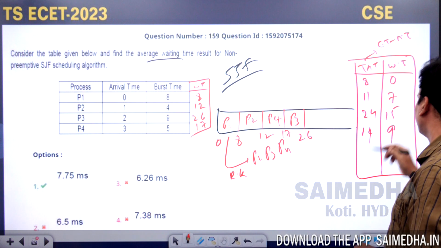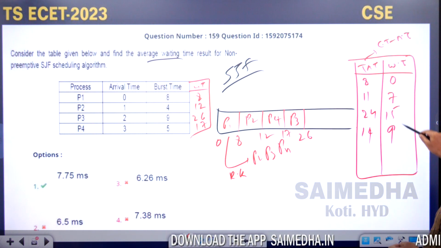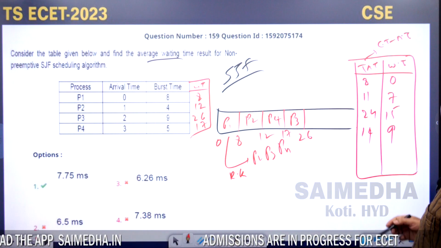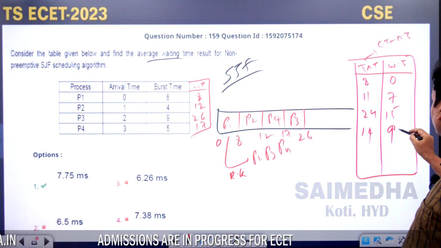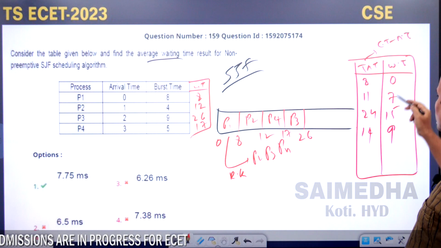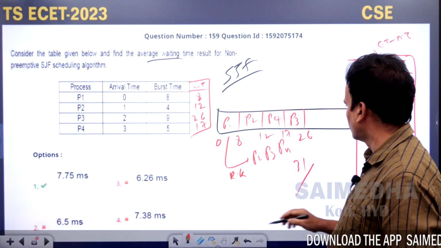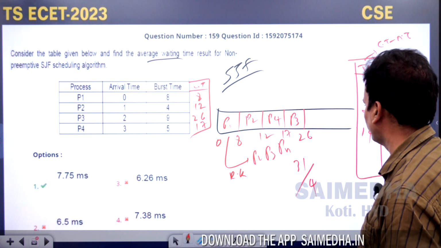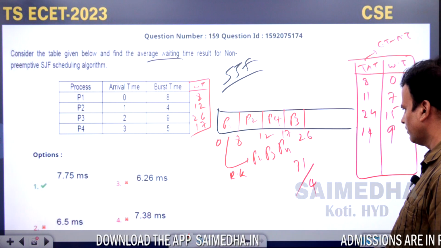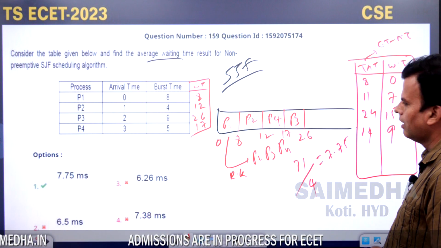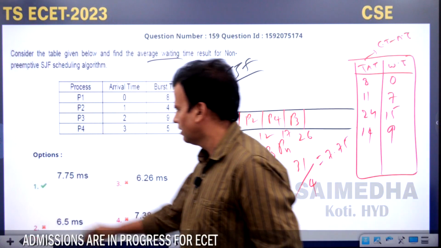So we need to find the average waiting time of this one. If you are observing, this is 0 plus 7 plus 15 plus 9, which is 31. 31 divided by the total number of processes, which is 4. 31 by 4 will come to 7.75. Okay, so the answer is the first one.